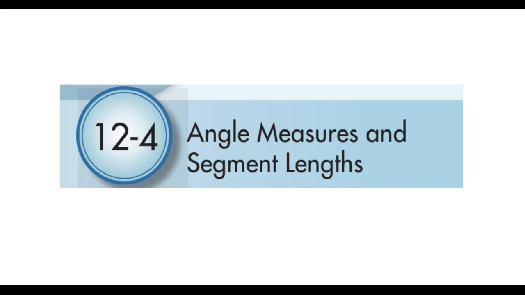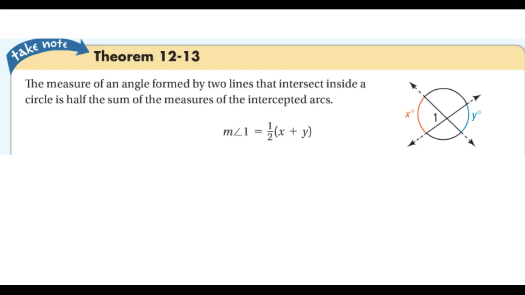Alright, so I just want to give you a quick lesson here on 12-4 before you try some problems in class today or for homework. This is going to be dealing with angle measures and segment lengths. Our first thing says the measure of an angle formed by two lines that intersect inside a circle is half the sum of the measures of the intercepted arcs.